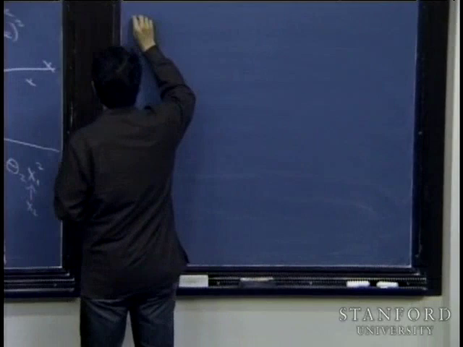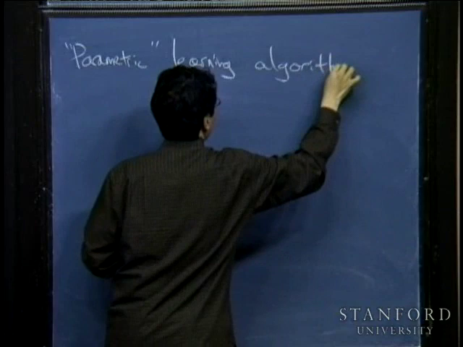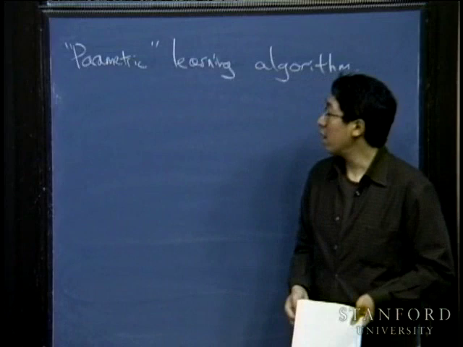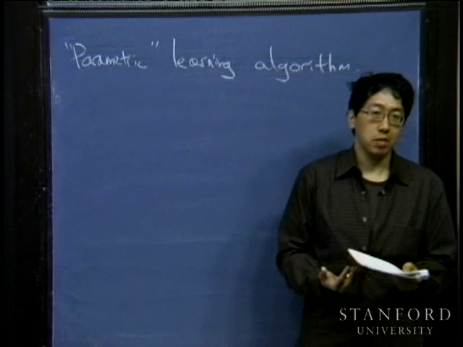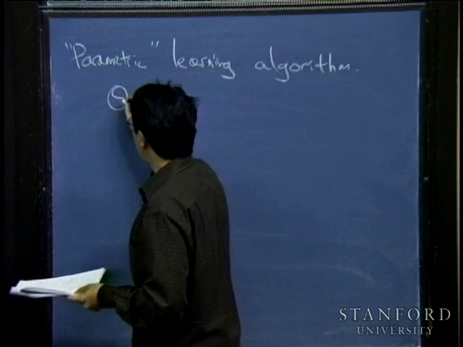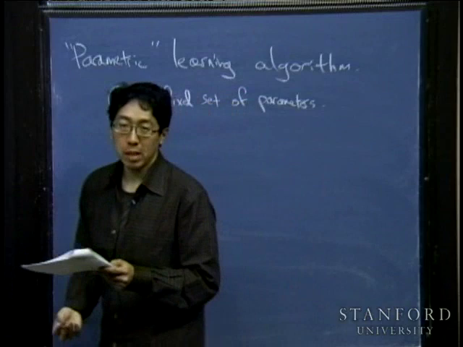Let me just define the term. Linear regression, as we've defined it so far, is an example of a parametric learning algorithm. A parametric learning algorithm is defined as an algorithm that has a fixed number of parameters that are fit to the data. Okay? So in linear regression, we had a fixed set of parameters theta that was fit to the data. In contrast, what we're going to talk about now is our first non-parametric learning algorithm.